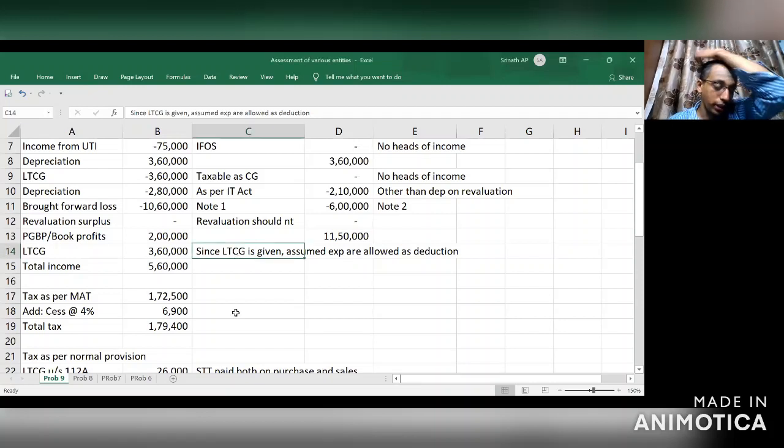Since the long-term capital gain is given, assume that the expenses are allowed as such. So how do you compute capital gains? It is net consideration, consideration for transfer minus expenses. Net consideration you will get less all these things. This is how you get it.